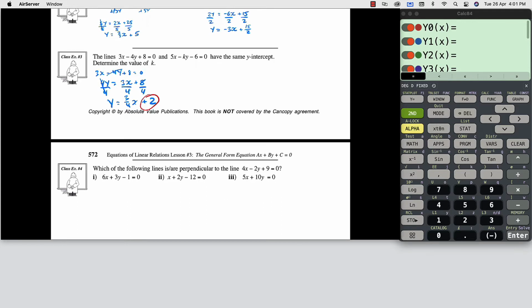So the y-intercept is a positive 2. And up here it tells us that they have the same y-intercept. Okay, so let me deal with the second one. We've got 5x minus ky minus 6 equals 0. So I will put the ky on the other side by adding ky to both sides. So ky equals 5x minus 6.